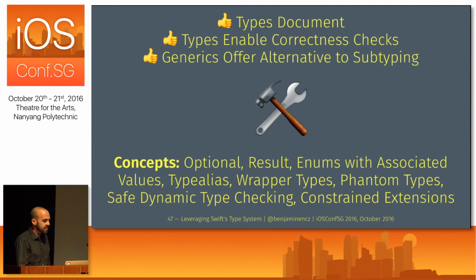So to summarize everything, types are really great for documentation. They enable correctness checks at compile time, which reduces runtime errors, but it also improves the feedback loop. If something gets caught at compile time, you are more likely to resolve that issue faster than when you have to run the app to detect the issue. And generics also offer a great alternative to subtyping that I've used a lot.